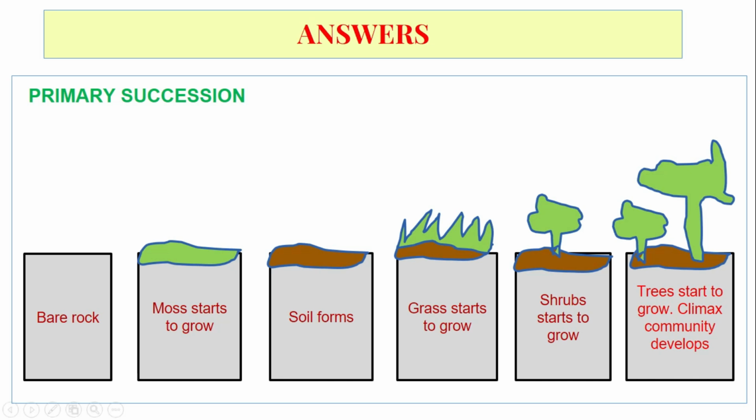But here is primary succession diagram. You need to know it. We have bare rocks. This is a piece of land. We have bare rock here. Start off by growing moss at the top. The moss dies, then moss forms soil here. Then we have grass start growing.